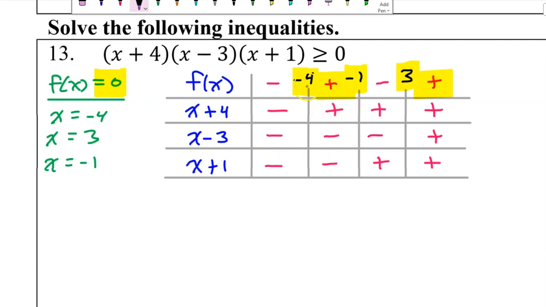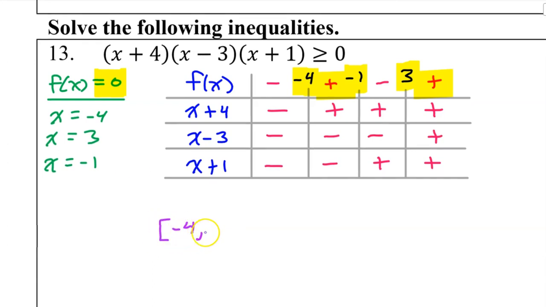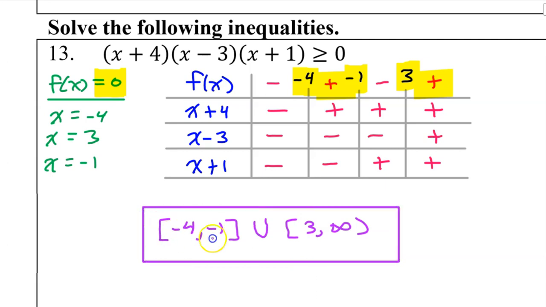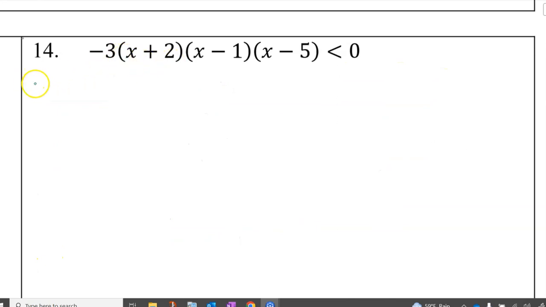So we have the interval from -4 to -1, including -4 and -1, so we're going to use brackets. And then we'll say union. And then it's 3 to infinity, again with the bracket to include the 3. If this had just been a greater than problem and not a greater than or equal to problem, I would have used parentheses everywhere. Let's do the same thing for number 14.